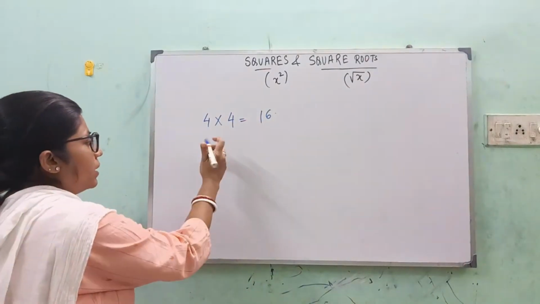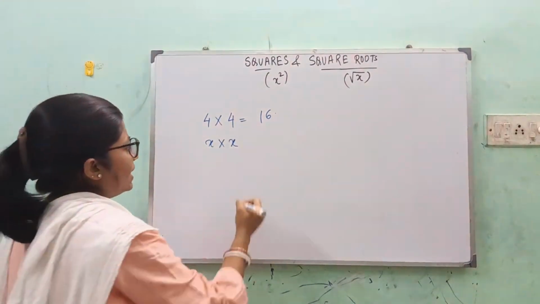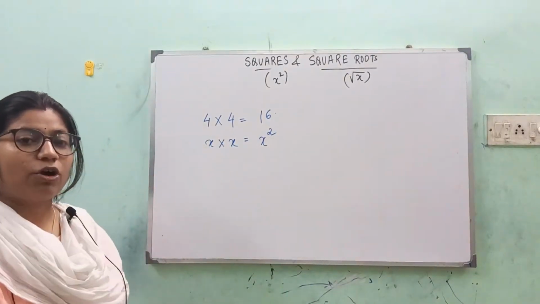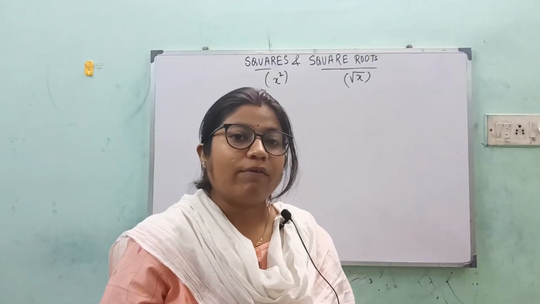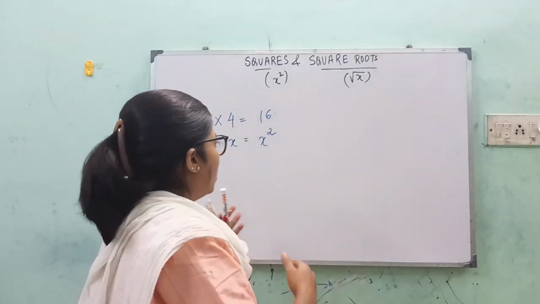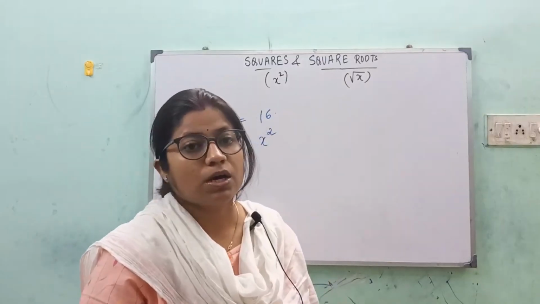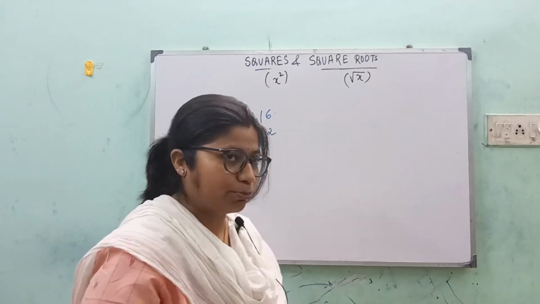So a number that is multiplied to itself 2 times is represented in the form of x to the power of 2. We have already learned about the topic exponents. If you have any queries about what is power and what is exponents, then please go back to the videos based on the topic exponents, the links of which will be mentioned in the description box.